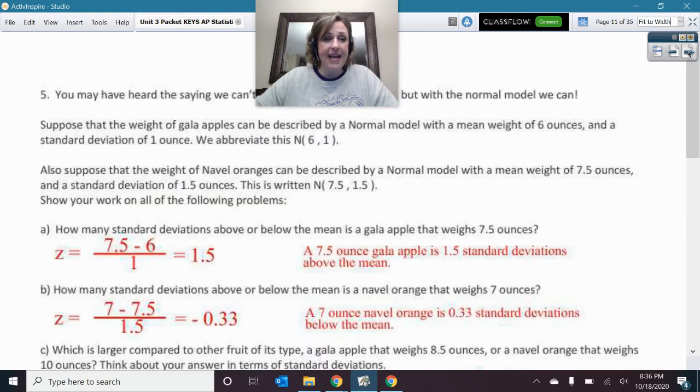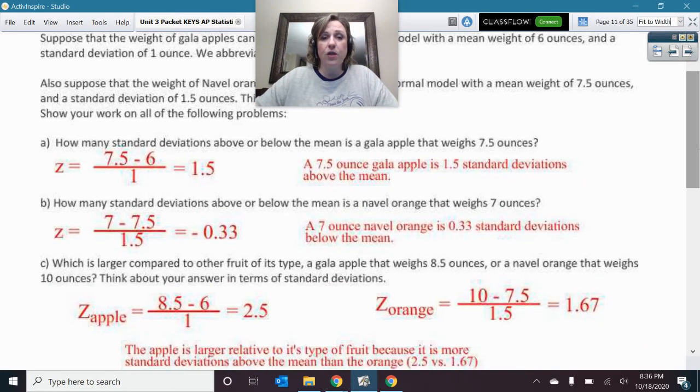All right, and now here, we wanted to know how many standard deviations above or below the mean was a Gala apple that weighs 7.5 ounces. Okay, so you know z-score is the number of standard deviations, and if it's positive, it's above the mean. If it's negative, it's below the mean. So here, I'm going to use my apple information. So I'm going to use the mean of 6 for the apples with a standard deviation of 1 for the apples. And it asked about a 7.5 ounce. So x minus the mean over the standard deviation is how we get 1.5 standard deviations above the mean because it's positive.